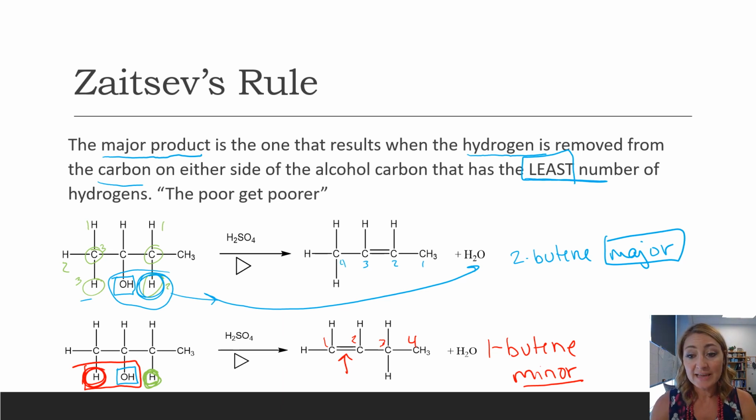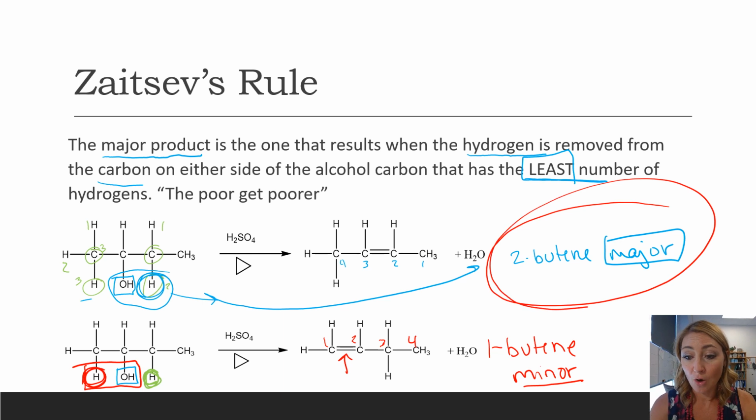On a quiz or a test, assume I always want you to pick out the major product. Okay, I will never ask you for both the major and the minor product and to identify that. So just assume for Zaitsev's, that's the product that you're getting.